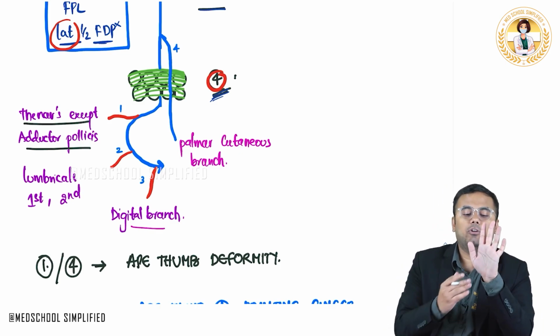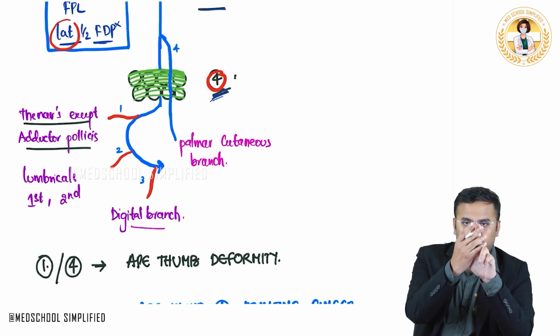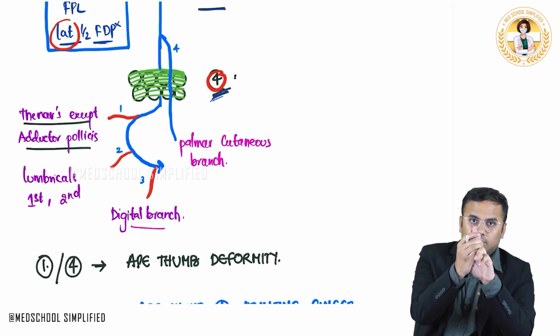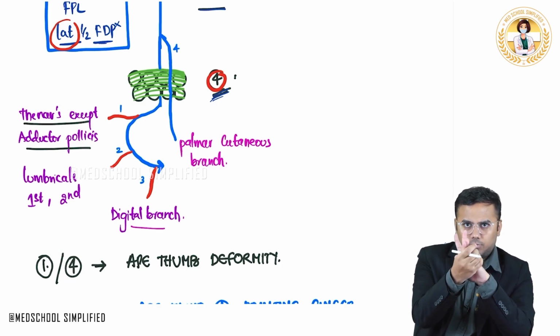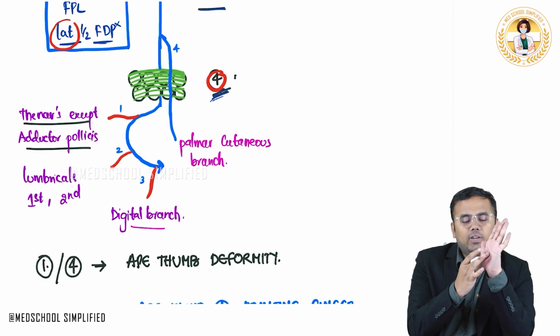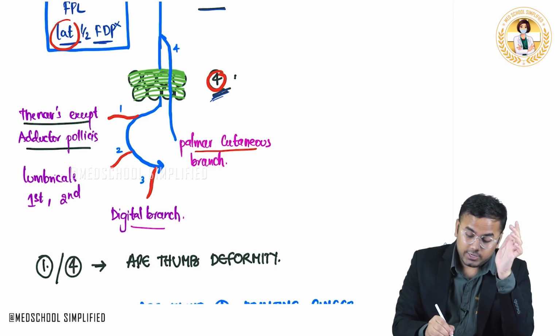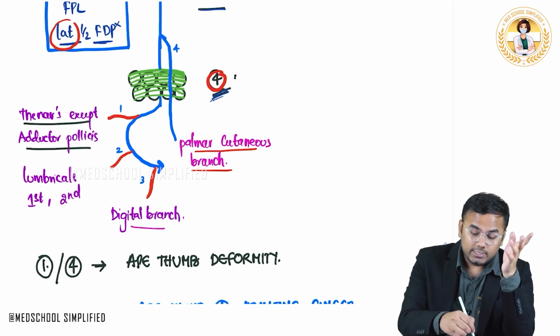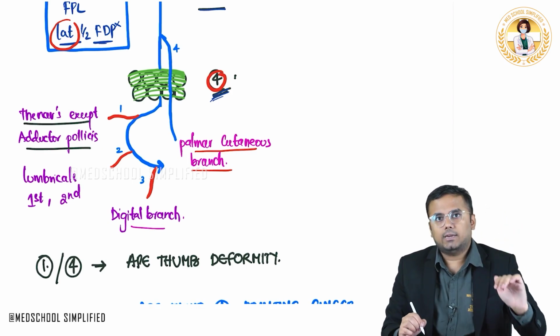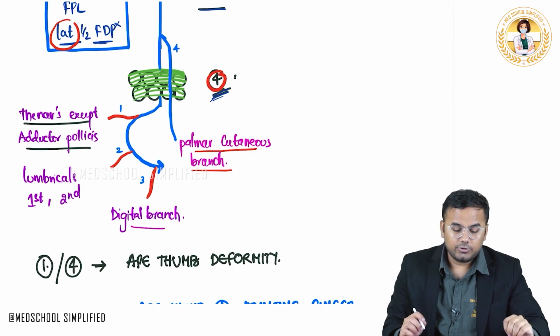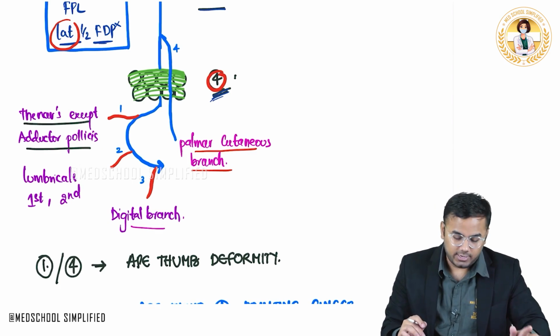So the patient will complain of pain and tingling sensation in the first three fingers. He will not complain of pain and sensation in the last two, because the last two are supplied by the ulnar nerve. So in the first three fingers only. And you ask the patient, do you feel any sensation here? He will tell yes. Why? Because the palmar cutaneous branch is intact. Why? Because it is passing above the flexor retinaculum. So the palmar cutaneous branch is not affected here.